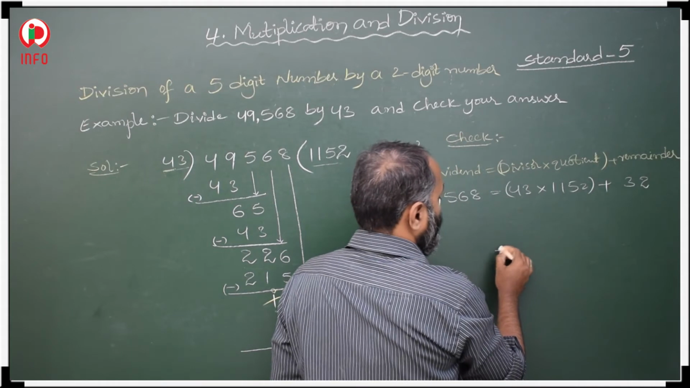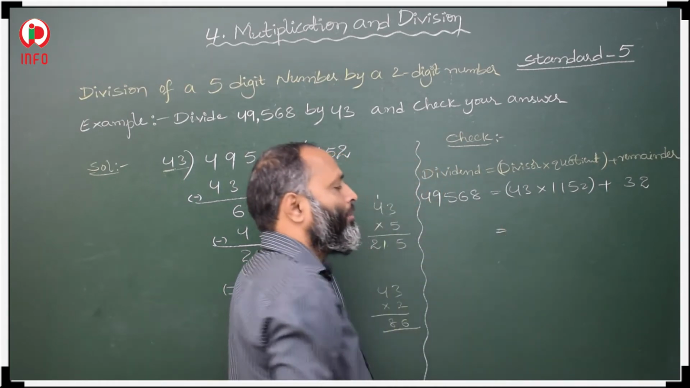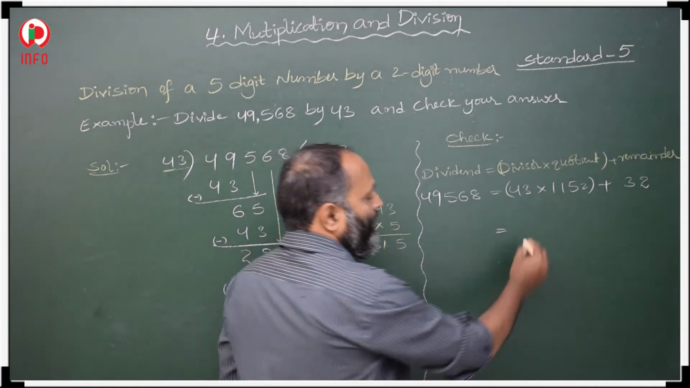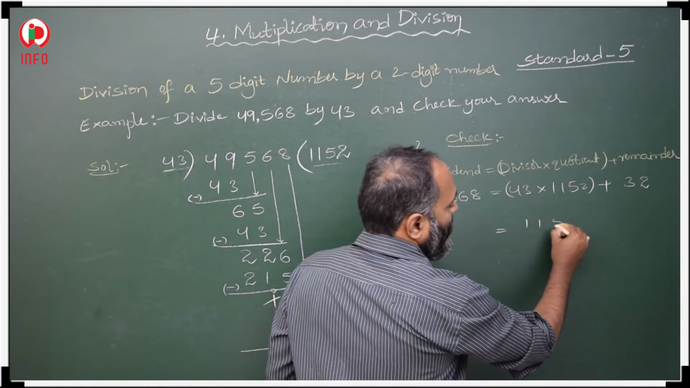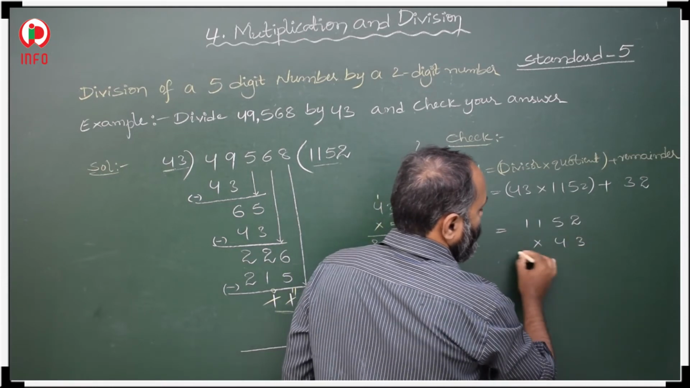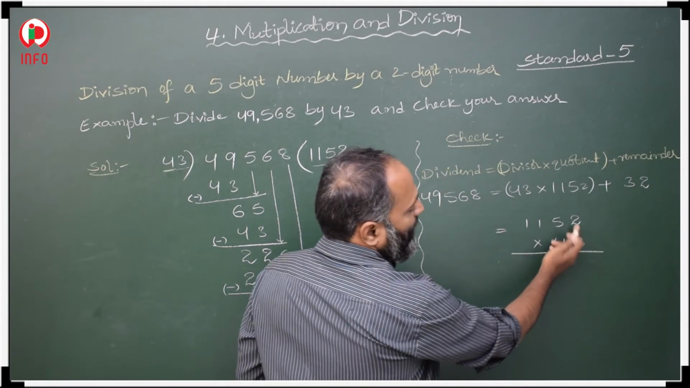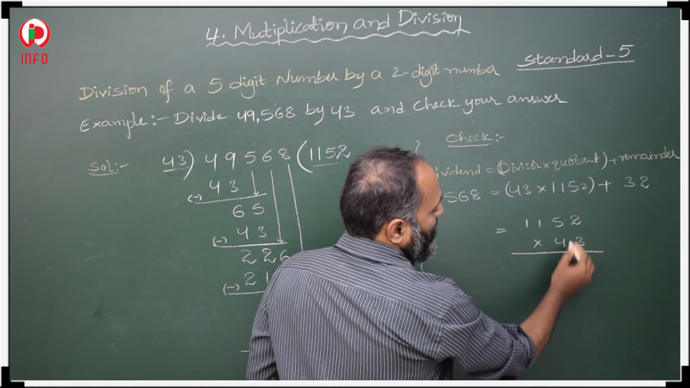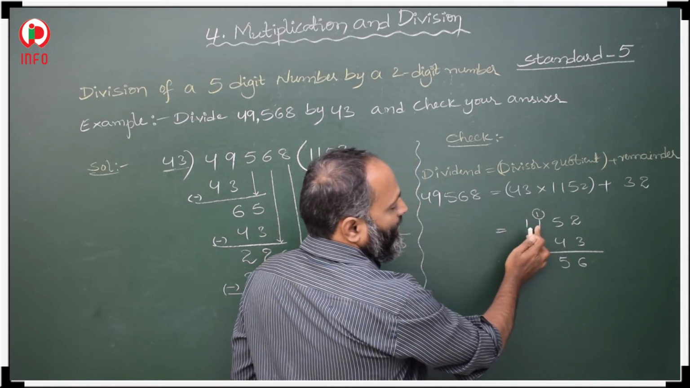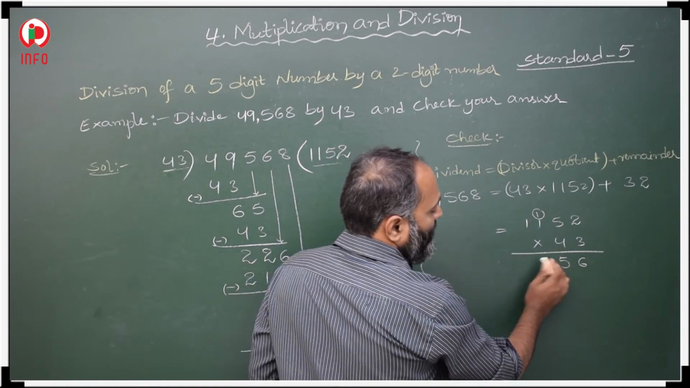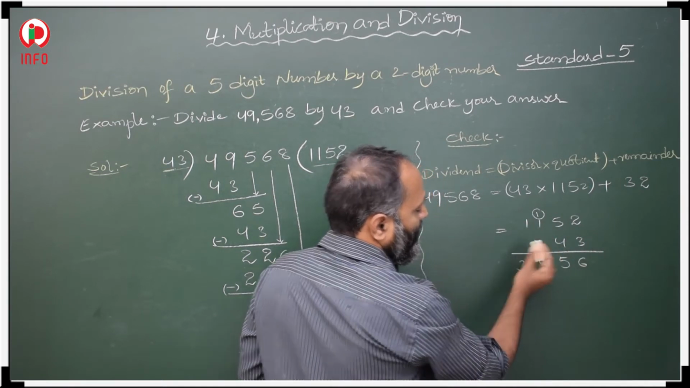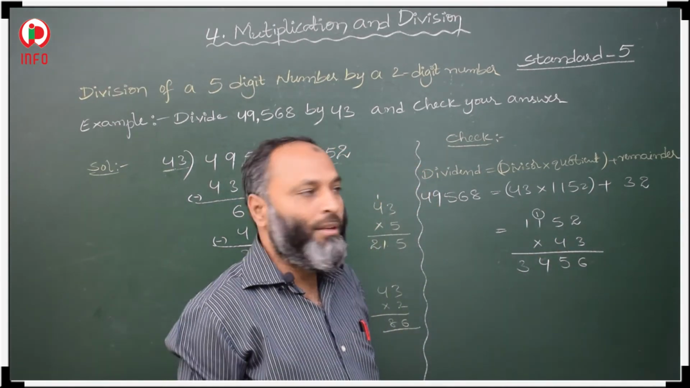Now we have to multiply this quotient with the divisor, and then 1152 multiply with 43. Now 3 2s are 6, 3 5s are 15, 5 and here 1, 3 1s are 3, 3 plus 1 is 4, 3 1s are 3. So with 3 it is over.